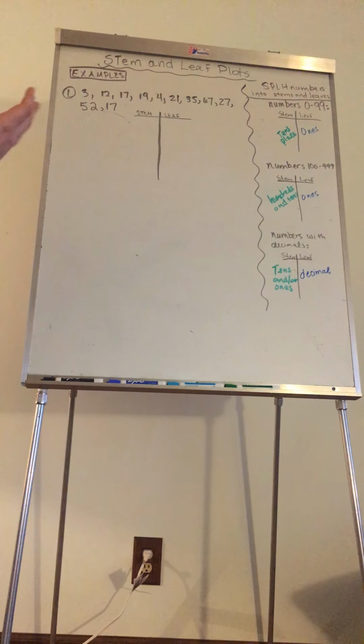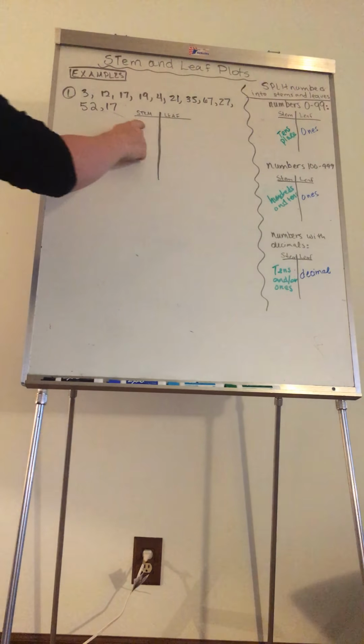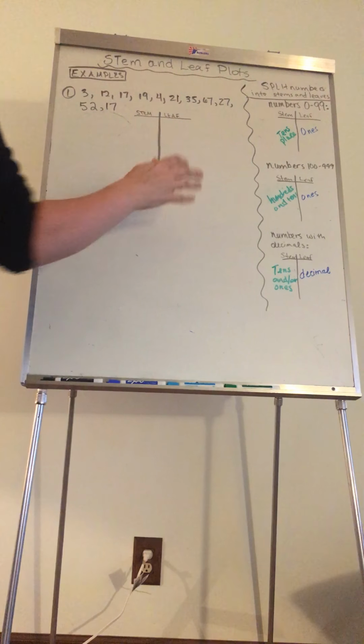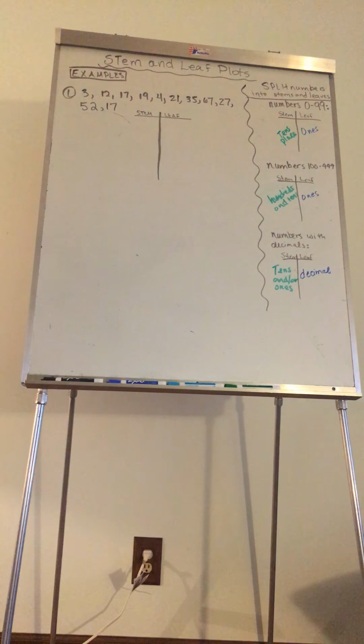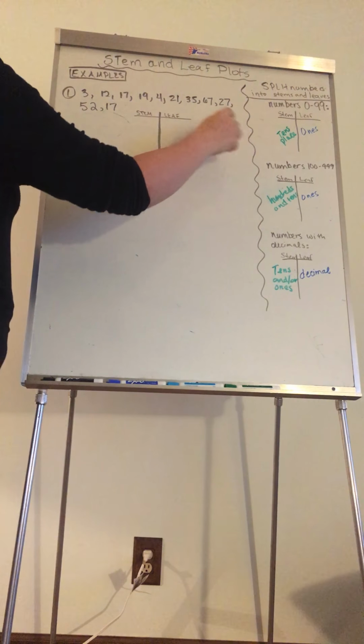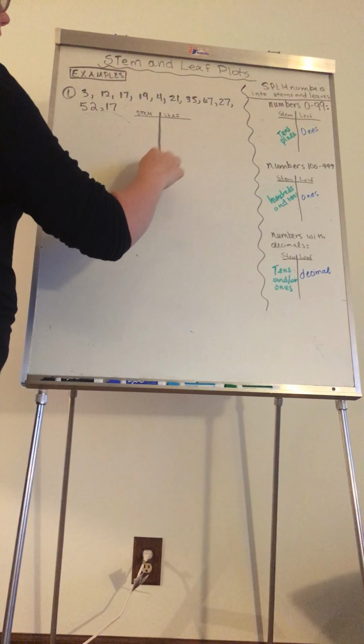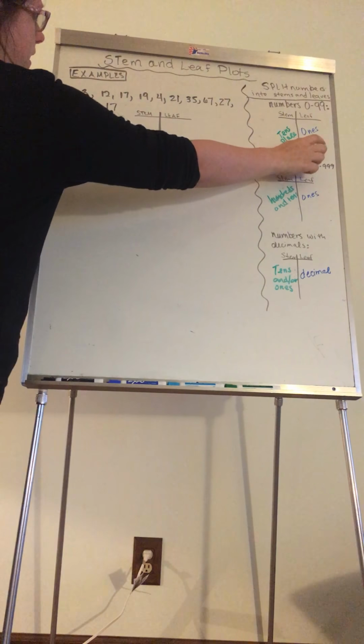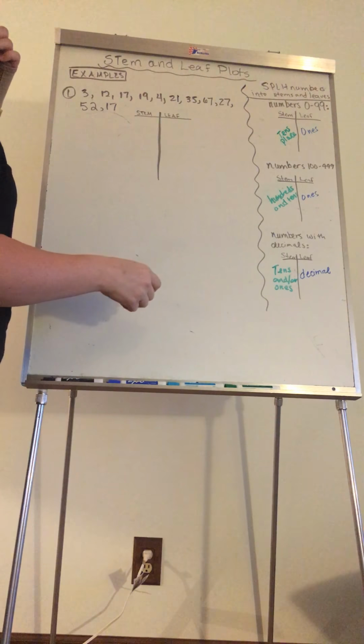The stem and the leaf, okay? The stem goes on this side, the leaf goes on this side. Now, how you split a number depends on how big it is. If you have numbers that are in the tens, like this, the tens go on this side, the ones go on this side, on the right side. These ones are your leaves.